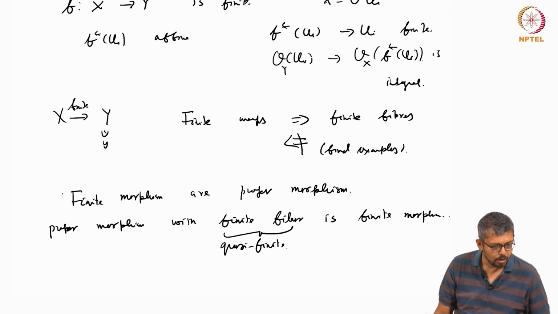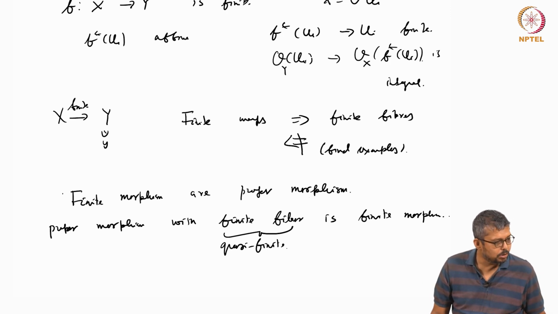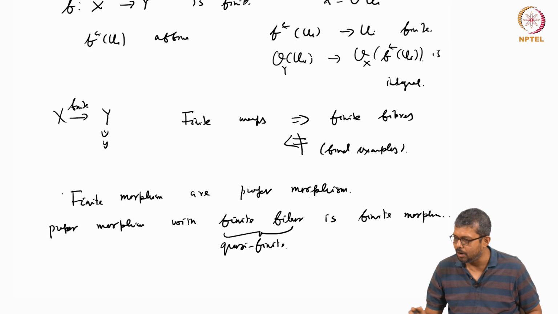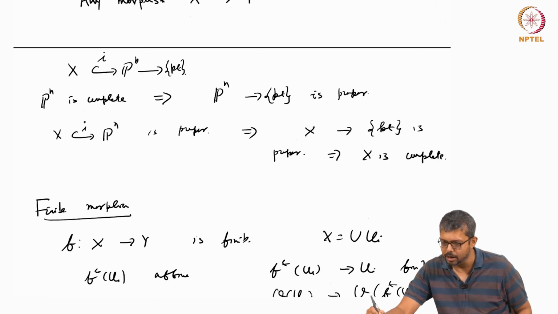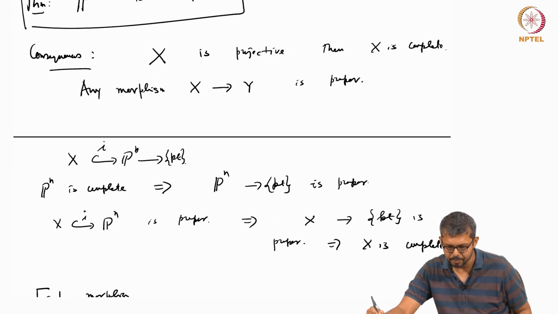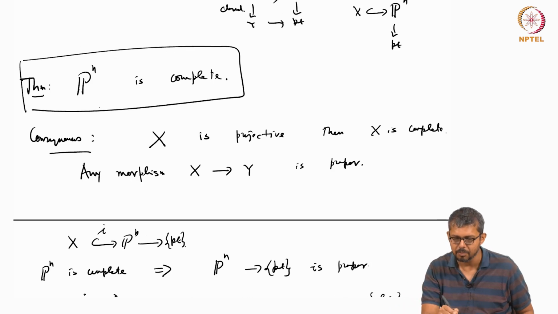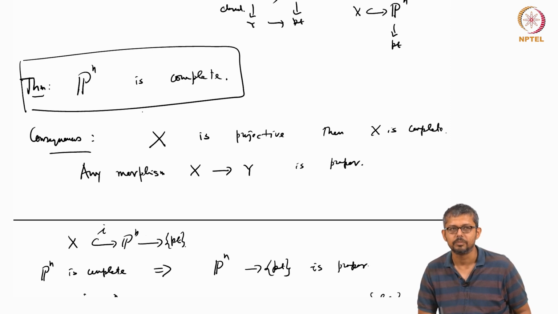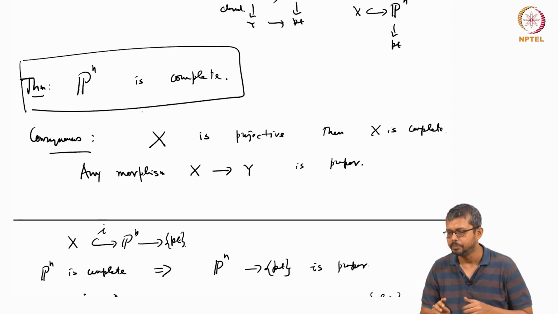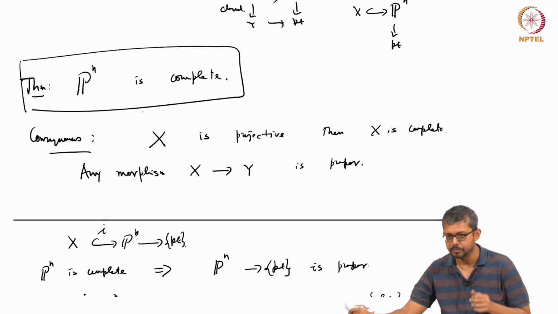Okay. So I will stop here. The only thing we have to see is this theorem, that P^n is complete. So this is the theorem, and maybe in the next class I will do it. I will stop here.